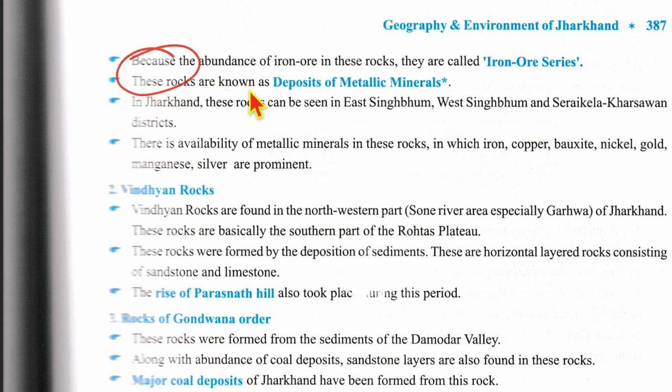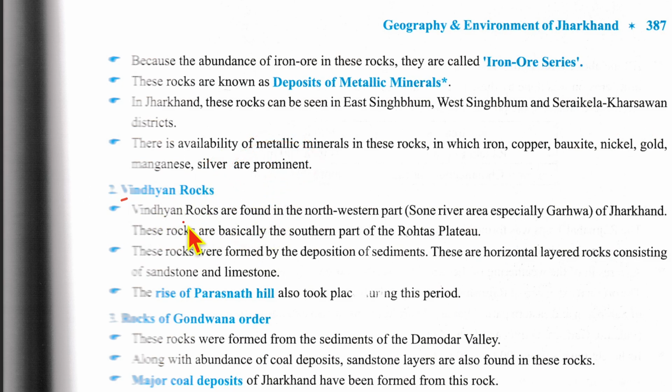Moving on, because of the abundance of iron ore in these rocks, they are also called the iron ore series. These rocks are known as deposits of metallic minerals. In Jharkhand, these rocks can be seen in East Singhbhum, West Singhbhum, and Saraikela Kharsawan districts. There is availability of metallic minerals in these rocks, in which iron, copper, bauxite, nickel, gold, manganese, and silver are prominent.